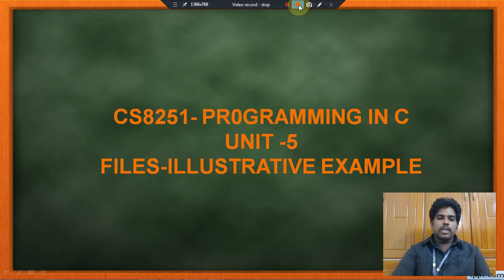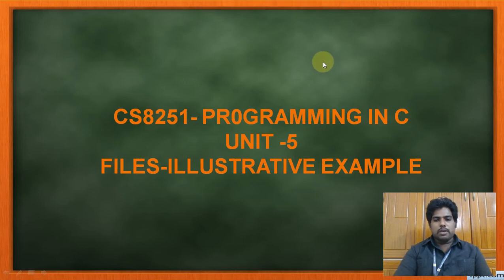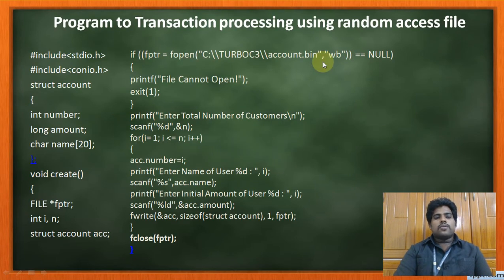In this video session, I am going to explain one illustrative example which is present in the fifth unit, that is file concept. So now we can see this example: a program for transaction processing using random access of file. In the previous video sessions I already taught you what random access is and the ways we can access a file using random access.